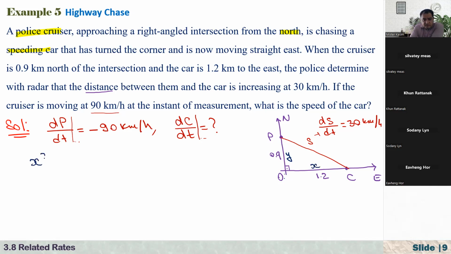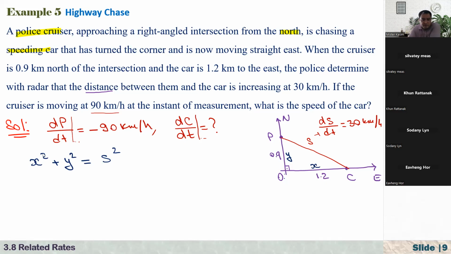Here we have x squared plus y squared is equal to s squared. And all of them are changing with respect to time. At that instant, s is changing at 30 kilometers per hour. y is also changing, x is also changing. Now we are going to find this dx/dt.